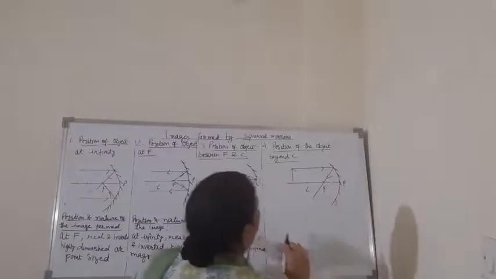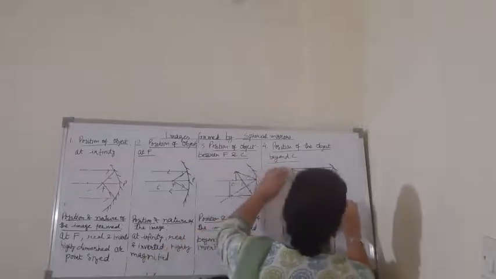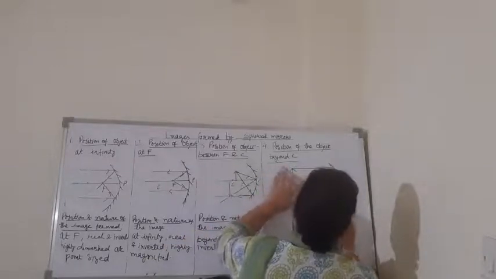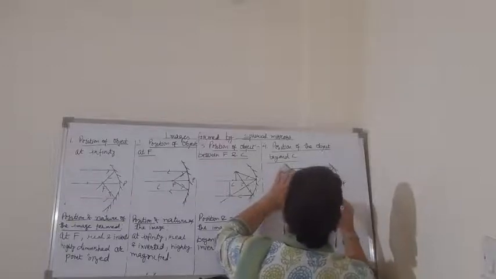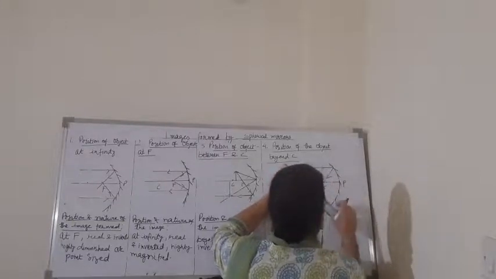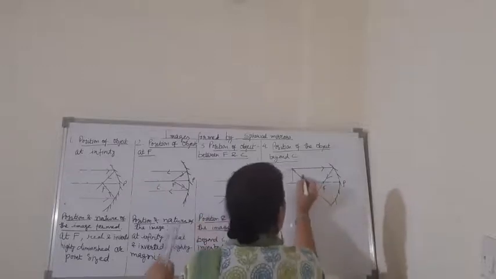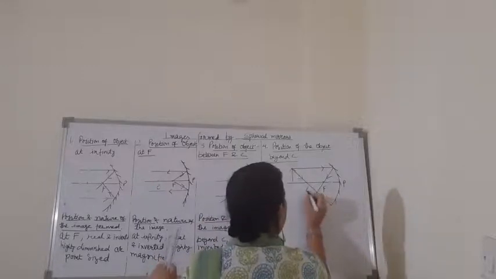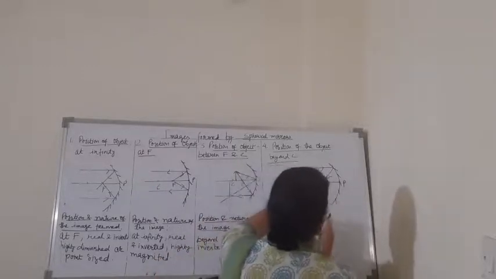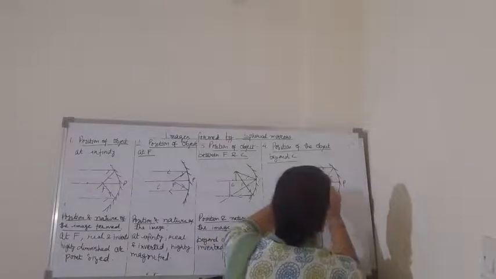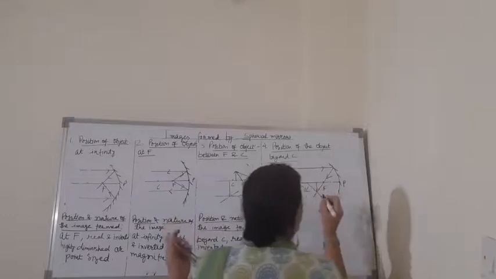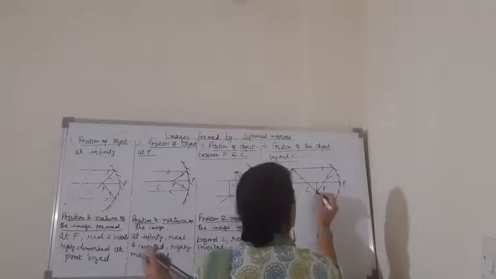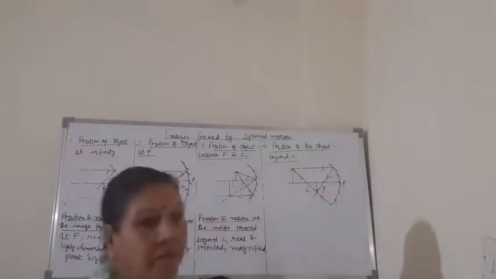The other ray, I may take the ray which goes through C and comes back through C only after reflection. And the image will be formed where these two intersect each other. So here the image will be formed between C and F.